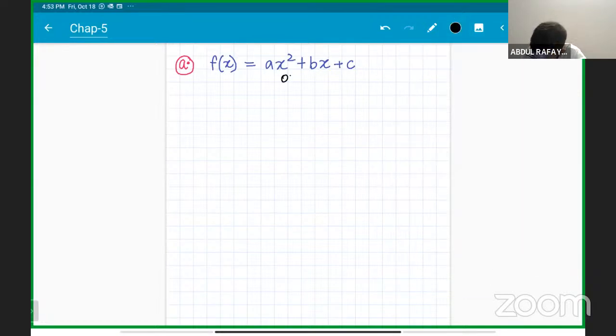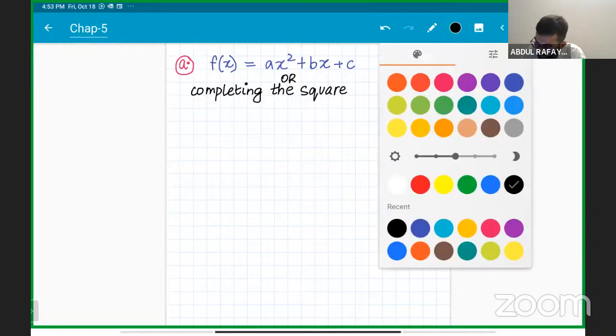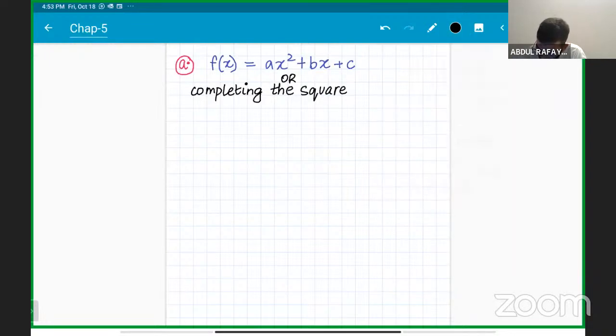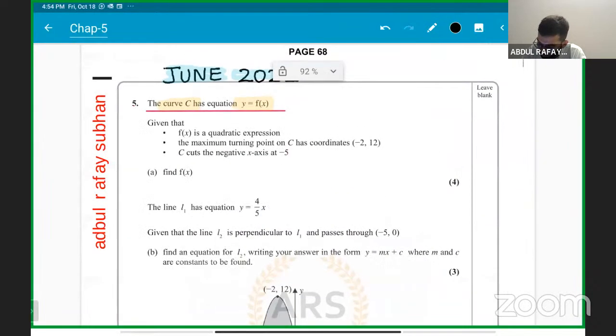Also, the other possibility is the completing the square form. We can write down the quadratic equation in completing the square form as well. Again, this part A is not of chapter number 5. This part A is related to chapter number 2 of quadratics. So completing the square form is f(x) equals a times (x minus h) squared plus k, where h comma k is the turning point, either maximum or minimum. This is how we write down the completing the square. Now let's get back to it.